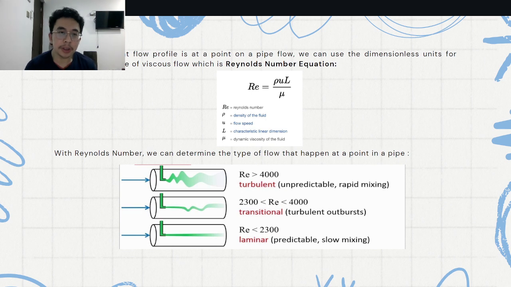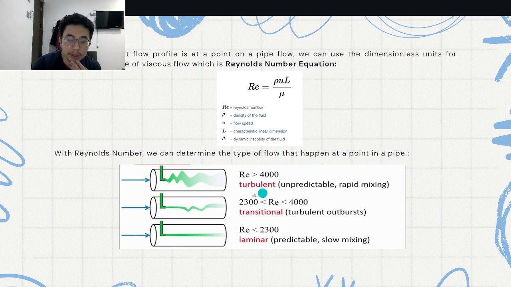We usually determine the profile of the fluid using the Reynolds number equation. We can tell what type of flow is flowing at a point using the Reynolds equation, which is Reynolds number equals density of the fluid times the flow speed times the characteristic linear dimension, divided by the dynamic viscosity of the fluid. So with Reynolds number you can determine the flow happening at a point of a pipe.